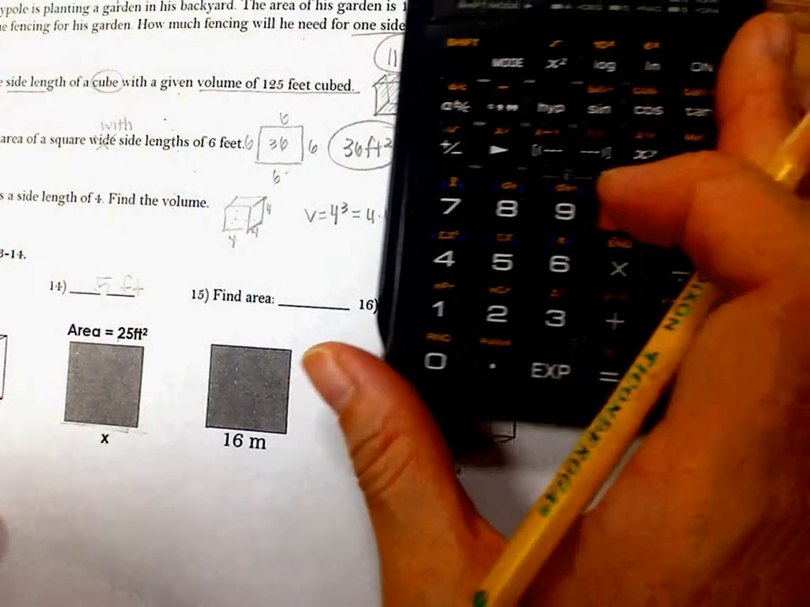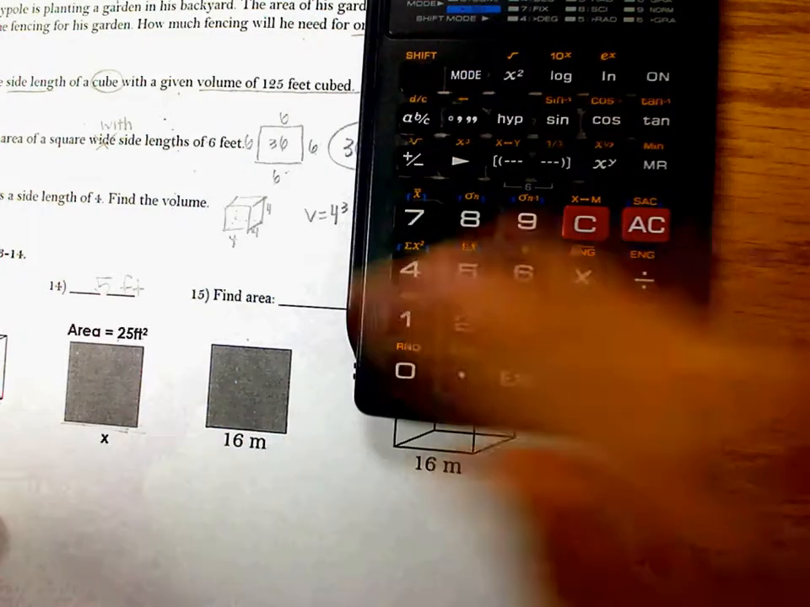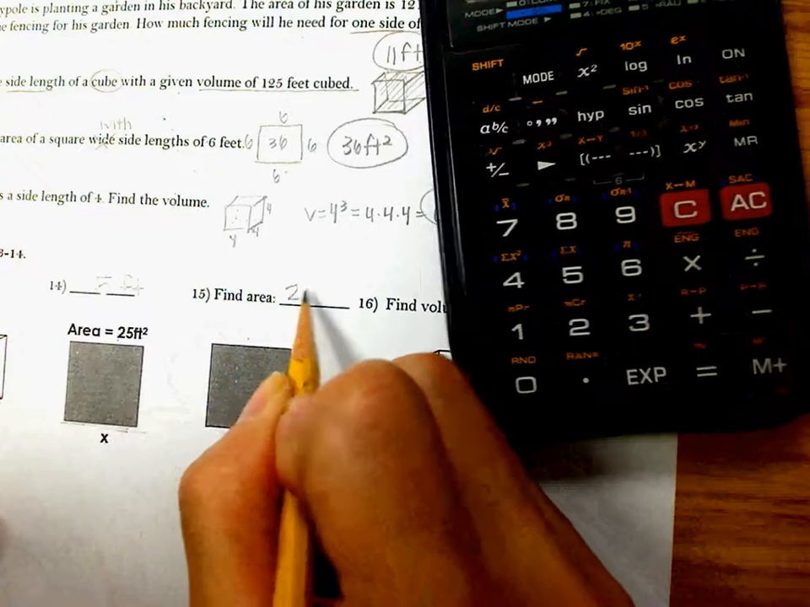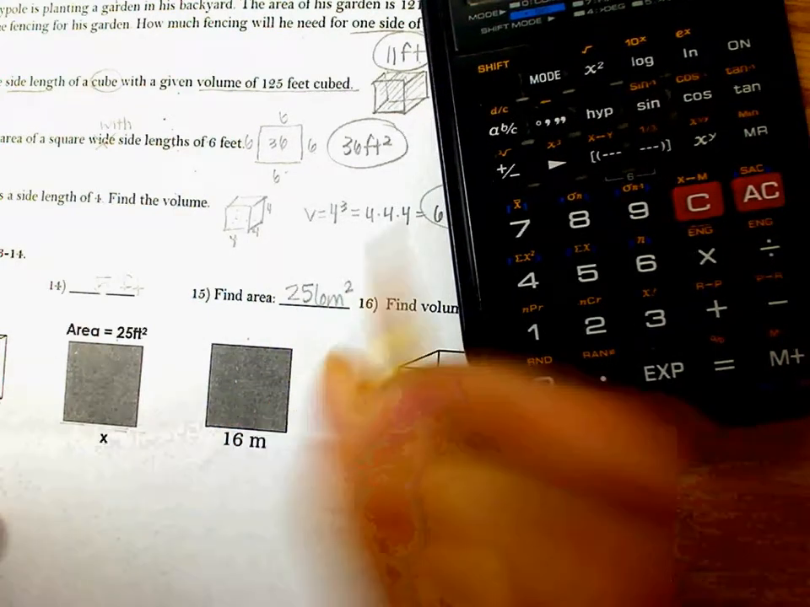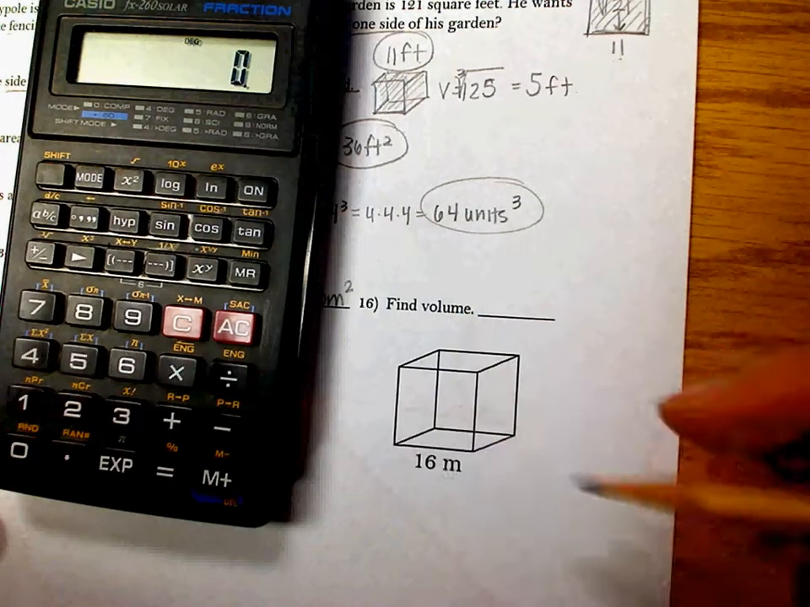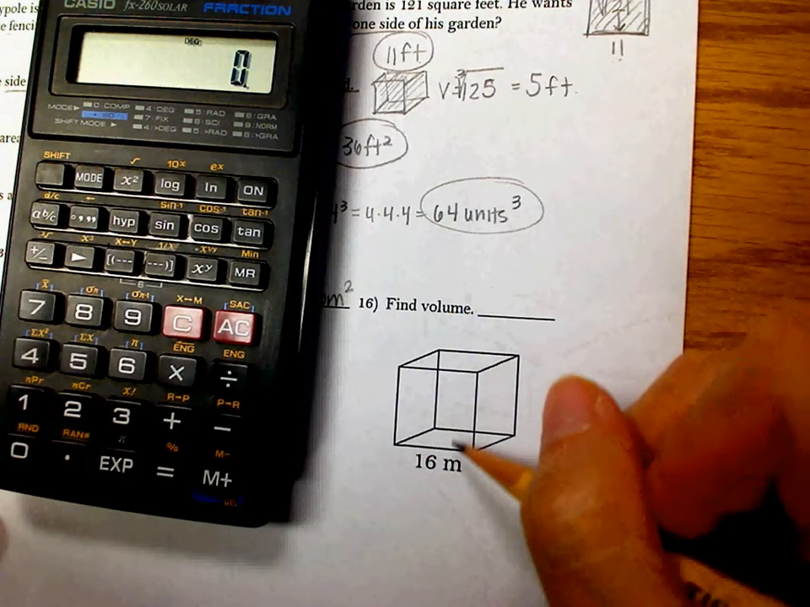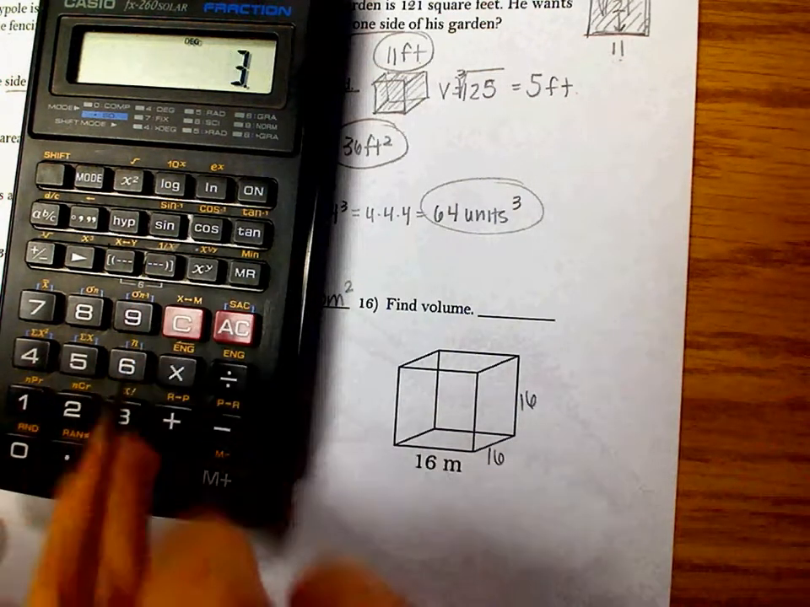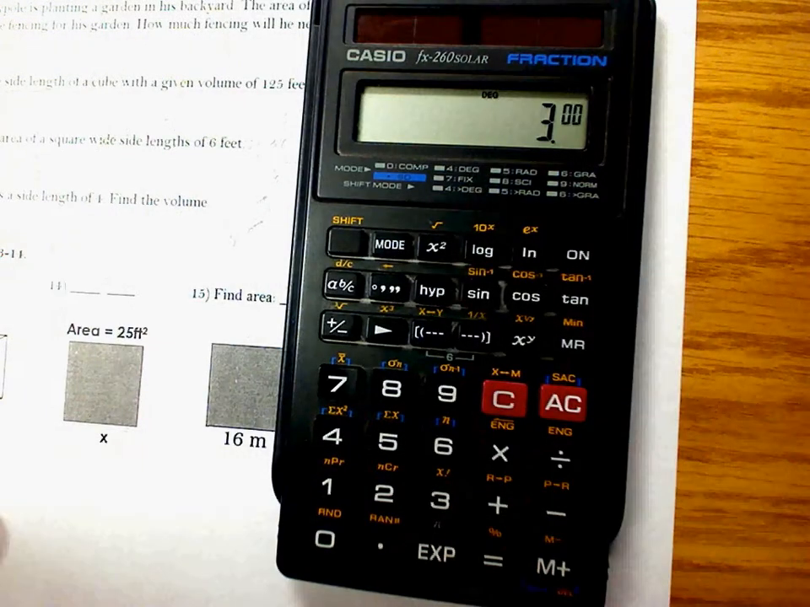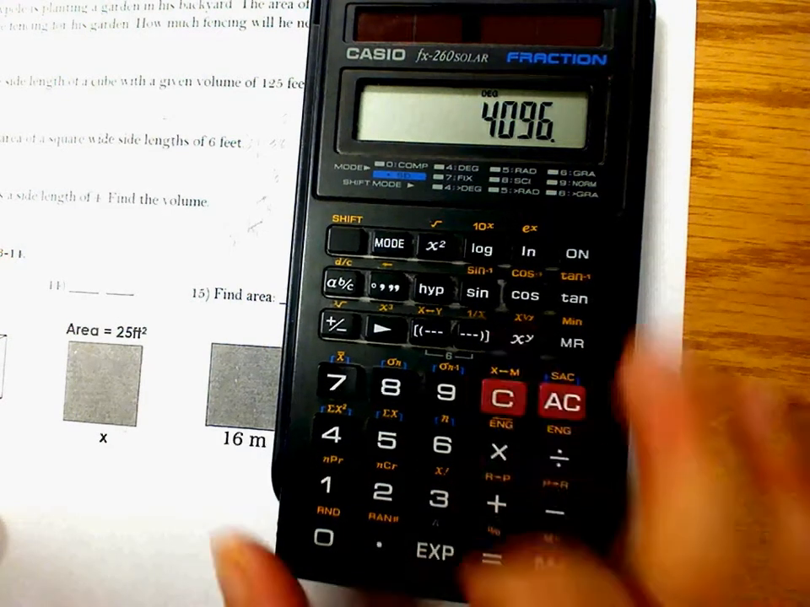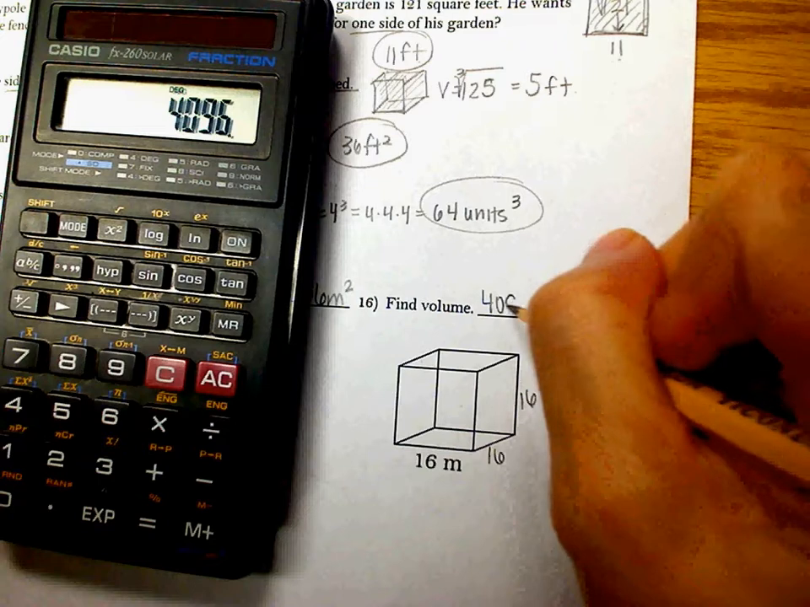Number 15 says find the area. If you know that this is a square, you would take 16, square it, and you'll get 256. And it'll be meters squared. And the volume, if you already have one side, to find the volume you have to do 16 times 16 times 16, or 16 to the third power. And that's 4,096 meters cubed.